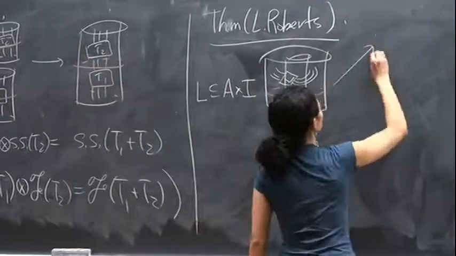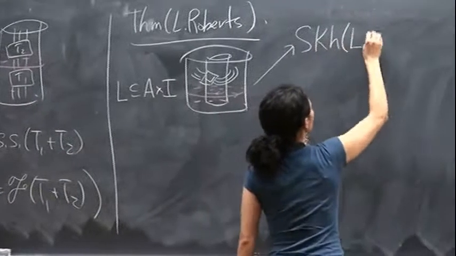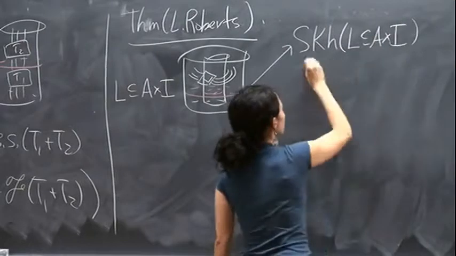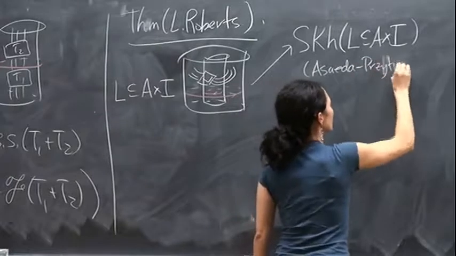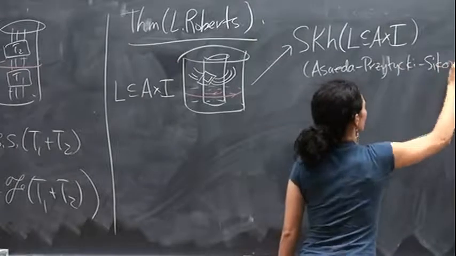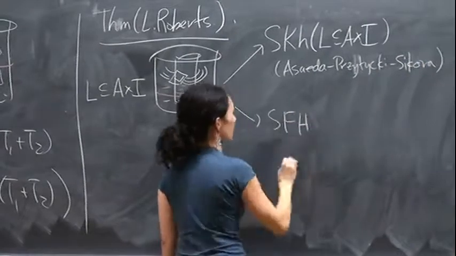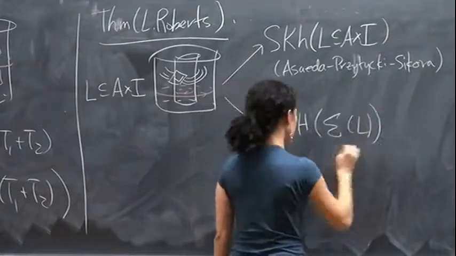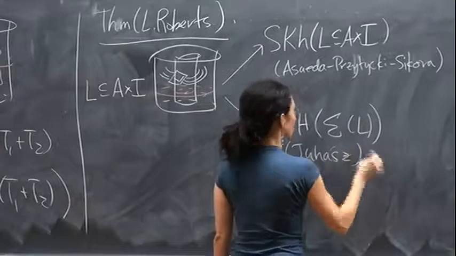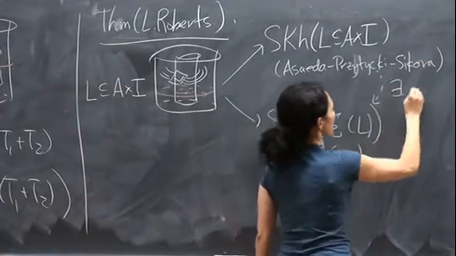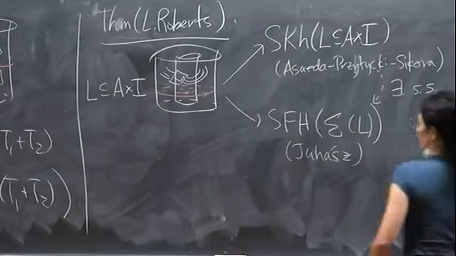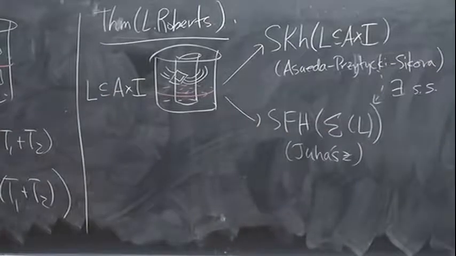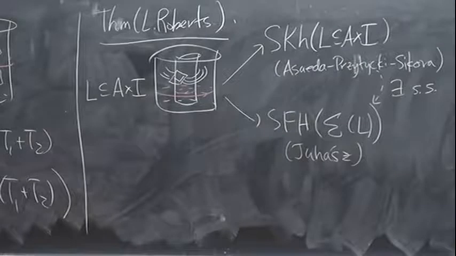then again you can define sutured versions of Khovanov homology for these objects. And in this case, this is the theory that was defined by Asaeda, Przytycki, and Sikora. And again, this is just the sutured Floer homology of András Juhász. And the result is that there's a spectral sequence between these two theories. Furthermore, there's a relationship between our spectral sequence and Lawrence Roberts' spectral sequence, and it is exactly what you might expect it to be.